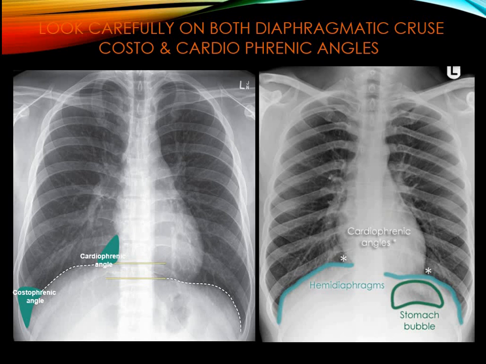We have very important angles, like the cardiophrenic and the costophrenic angles. The cardiophrenic angle is located between the cardiac shadow and the diaphragm, while the costophrenic is between the costal area and the diaphragm.